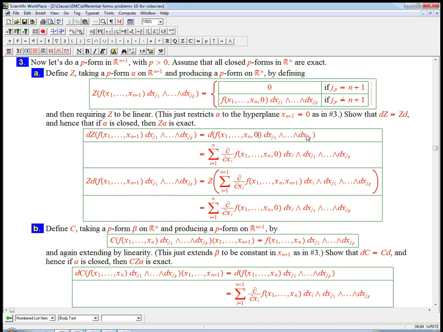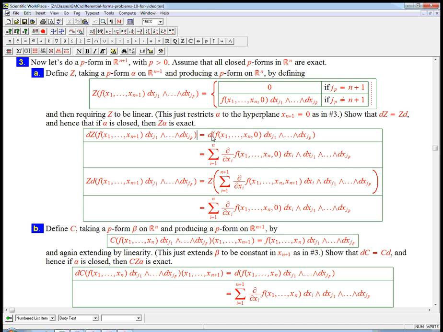And if the last coordinate is an n plus 1, then it's just going to be 0. That's a pretty trivial case that we're not really going to have to do. You can do it especially if you want, okay? But we're going to assume that the last coordinate isn't the n plus 1. And we're going to do DZ of one of these building block forms. Remember, if I can show that DZ equals ZD on each of these building blocks, then it's going to be true for the sum. We're going to look at the pieces, and then linearity is going to take care of the rest.